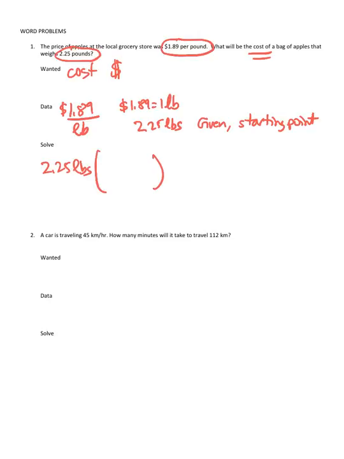Now we want to use our conversion factor, set it up so that we can cancel out pounds. And so $1.89 is the same as 1 pound. Pounds we cancel. That will leave us with dollars. 2.25 times 1.89 gives me, on my calculator, 4.2525.